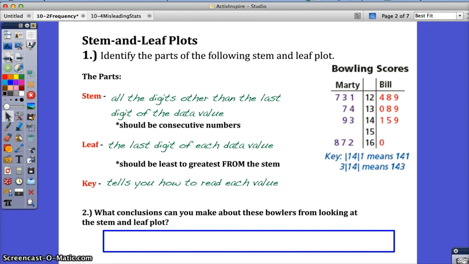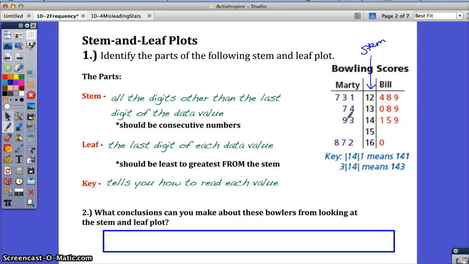So when we look in this example about the bowlers, the stem is this part right down the middle. And they didn't start at 0 because there were no scores that low. So they started at 12 because the lowest score for the bowlers was 121 for Marty and 124 for Bill. The leaves then are the last digits of each data value. It's going to be the last digit, and those go in the leaves.